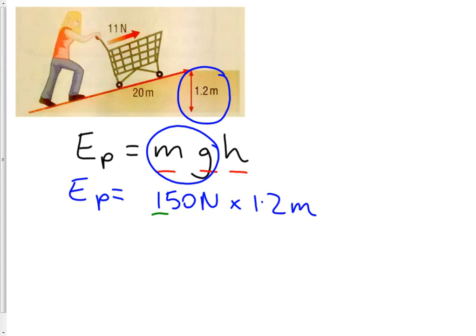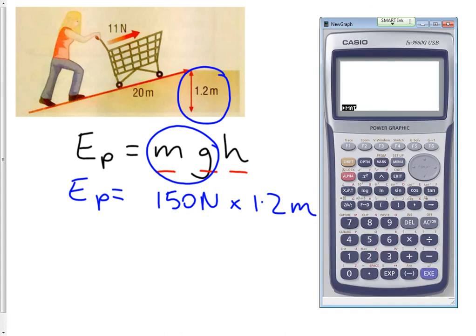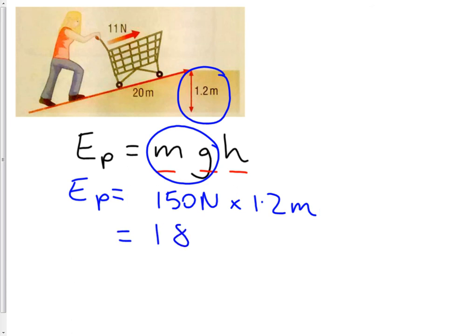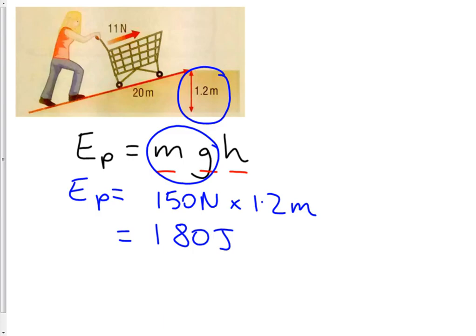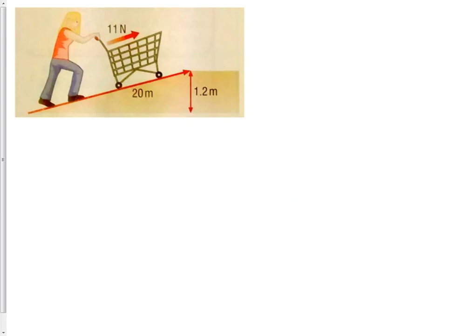So now we just need a calculator. So we've got 150 newtons times 1.2 meters is 180 joules apparently of gravitational potential energy gained. Lovely. Okay. They pushed the trolley up the slope with a force of 11 newtons. Show that the work done was 220 joules. Right. So now we need the formula. Work done is force times distance moved in the direction of the force.